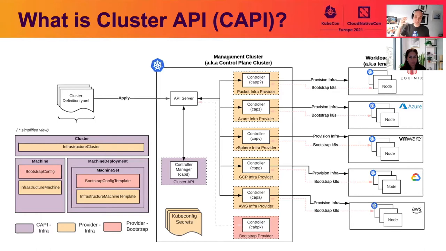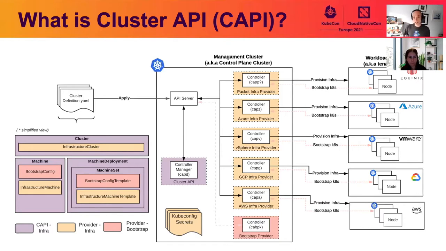So essentially, this is a two-step process. The first step is it provisions the infrastructure in the target environment. So whether that is creating Azure VMs, or with AWS, creating VPCs and EC2 instances. So the provider will need to provision that infrastructure first for Kubernetes to run on. Then a bootstrap provider is used to bootstrap Kubernetes on that infrastructure and create the cluster for you.